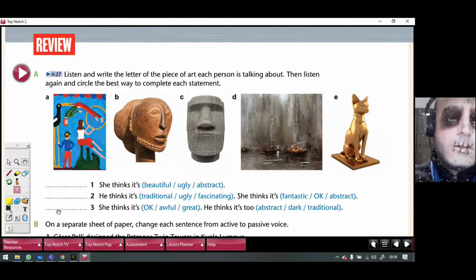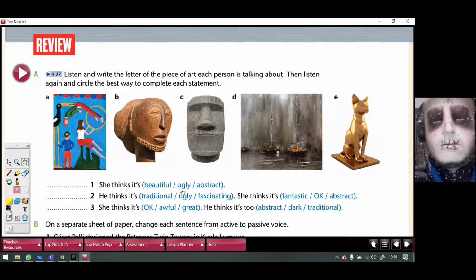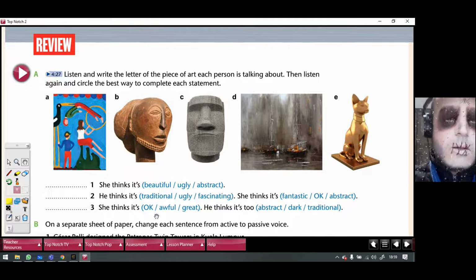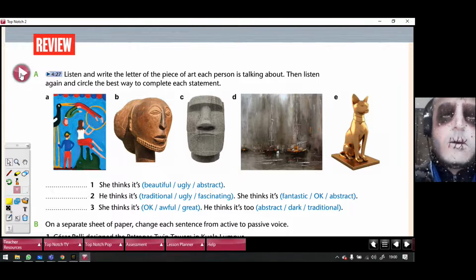After you fill in here with the letters like A, B, C, D, or E, you're going to listen again and circle the correct opinion. She thinks it's beautiful, ugly, or abstract. He thinks it's traditional, ugly, or fascinating. She thinks it's fantastic, okay, or abstract. And the same here. She thinks it's okay, awful, or great. He thinks it's too abstract, dark, or traditional. Let's listen. If you want to listen again, no problem. Just rewind the video as many times as needed.